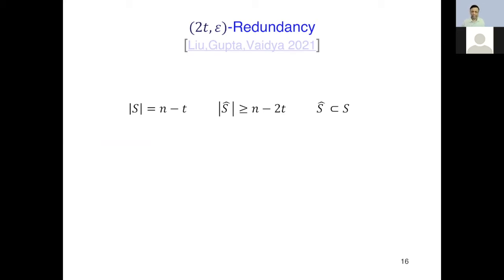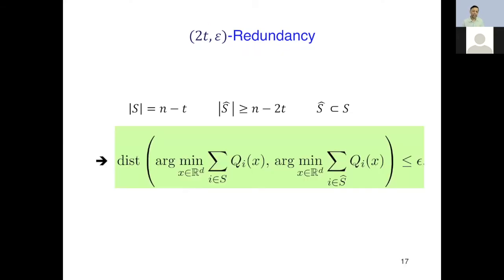So let's consider, as before, there are n agents, up to t of which might be faulty. Let's take any set S that contains any n minus t good agents, and any set S hat that is a subset of S of size n minus 2t or more. And we will require that the argument over set S and the argument over set S hat should be close to each other as well, within this epsilon parameter.